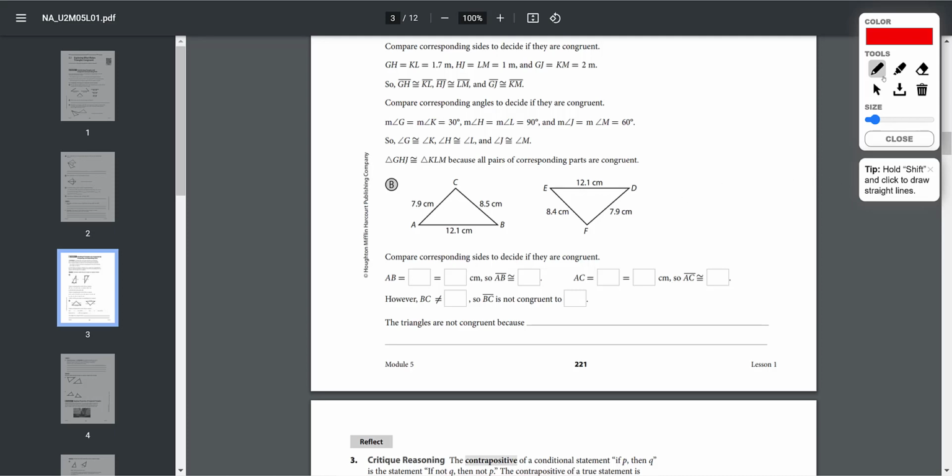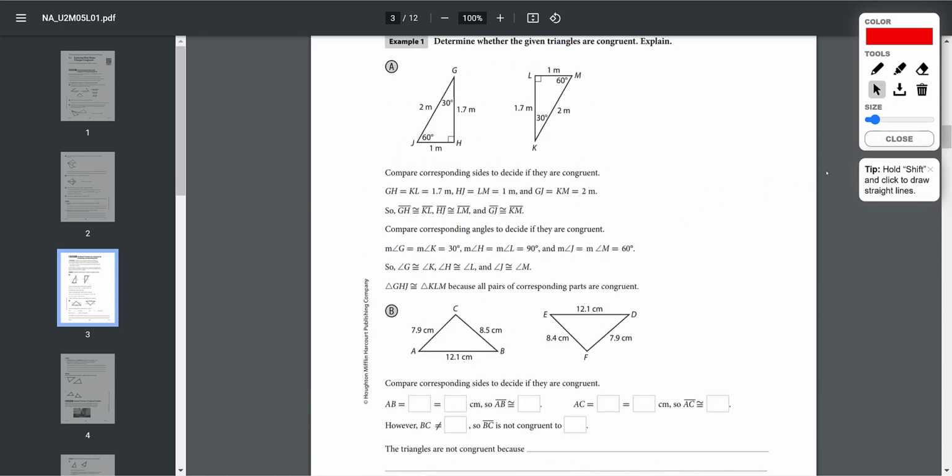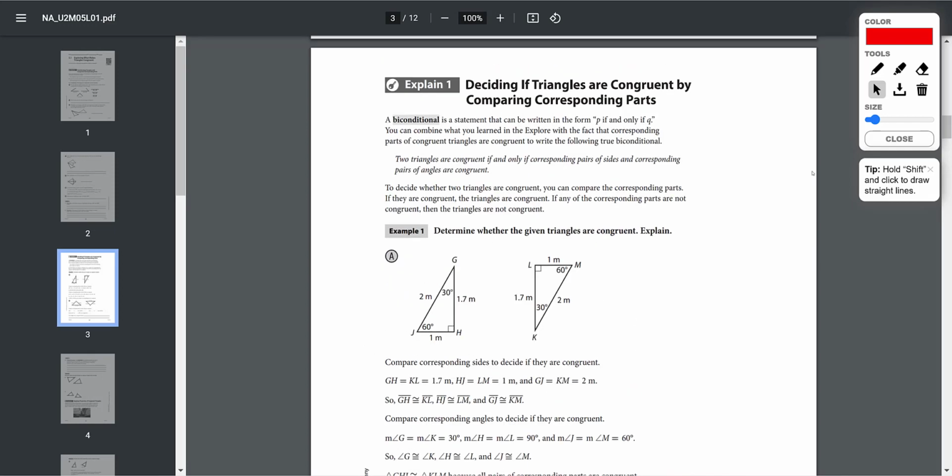All right, so we are going to start at the top of page 221, where it talks about biconditional statements. You can see a biconditional statement is a statement that can be written in the form P if and only if Q happens. Knowing the definition of biconditional is important, but really what we're more concerned about is this particular biconditional statement.